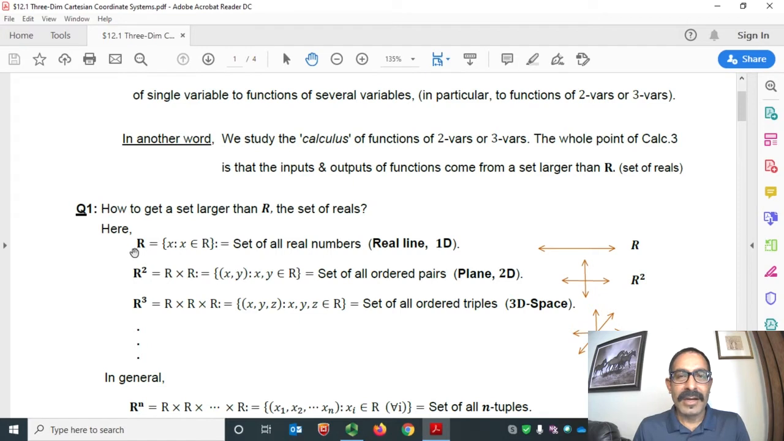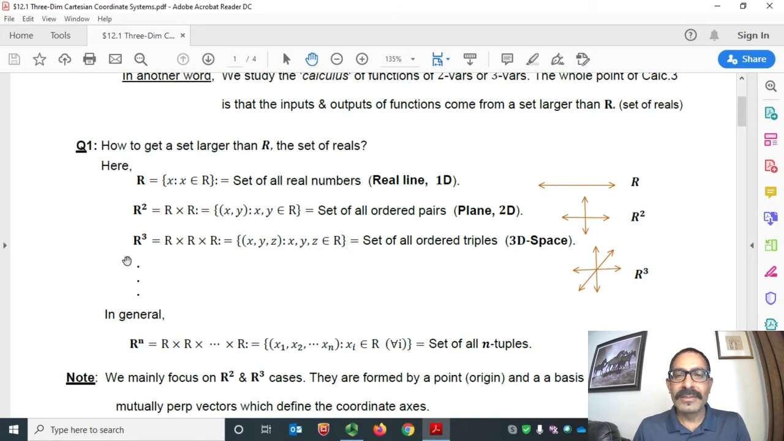Here R is the set of all reals, which we also call a real line, just a real line in the diagram here. Similarly, next R squared is R cross R, that means one is R and then we cross another R, making them mutually perpendicular. We define R squared as the set of all ordered pairs, and R squared is also called the plane or 2D. Similarly, we can find R3, where we cross three R's mutually perpendicular to each other.